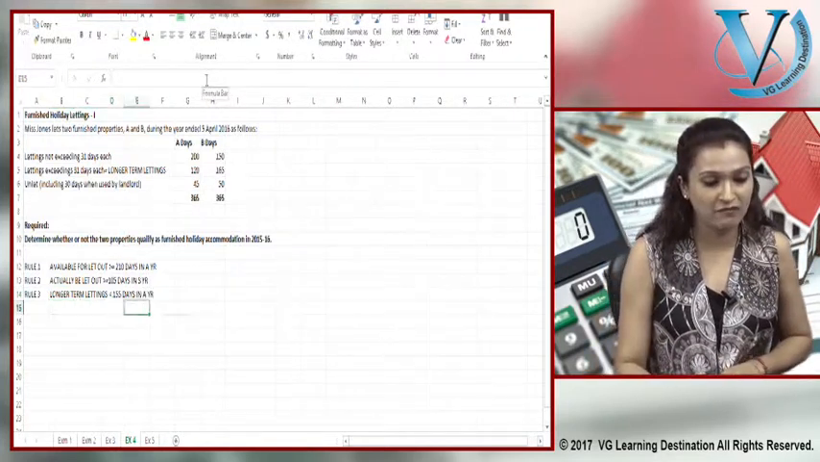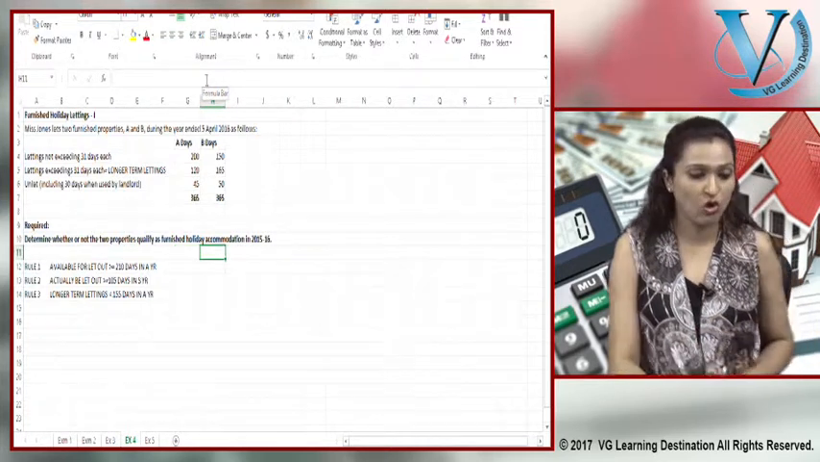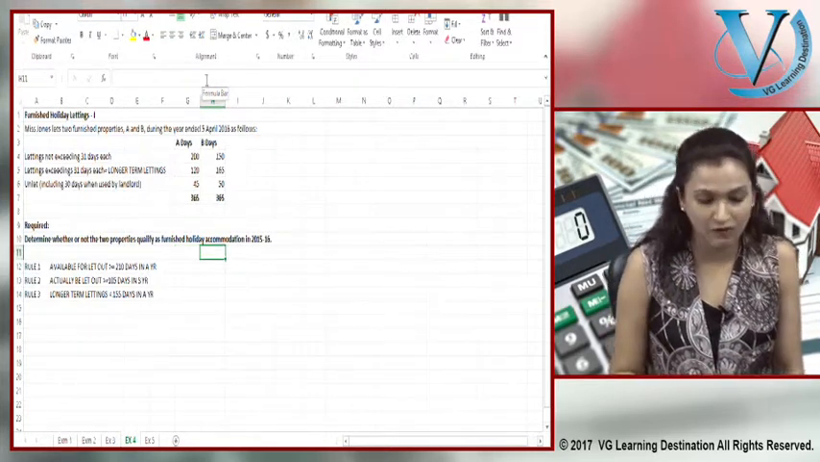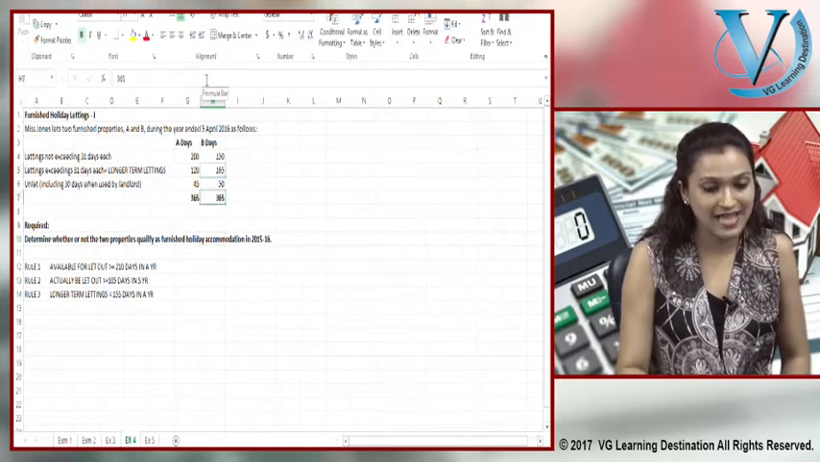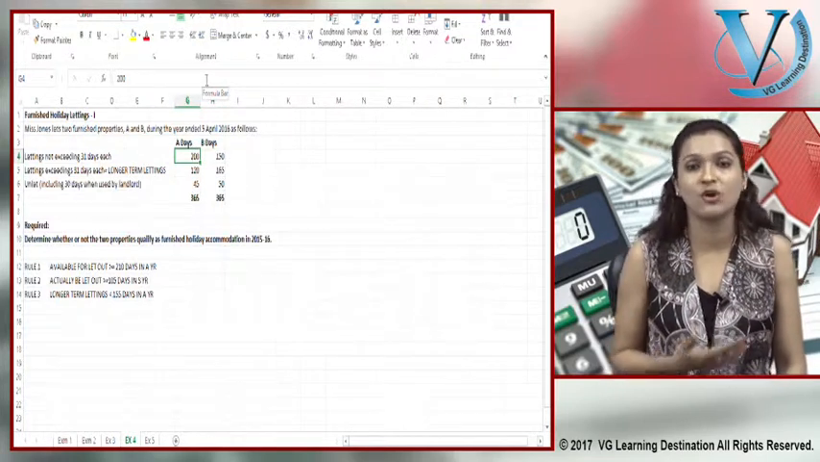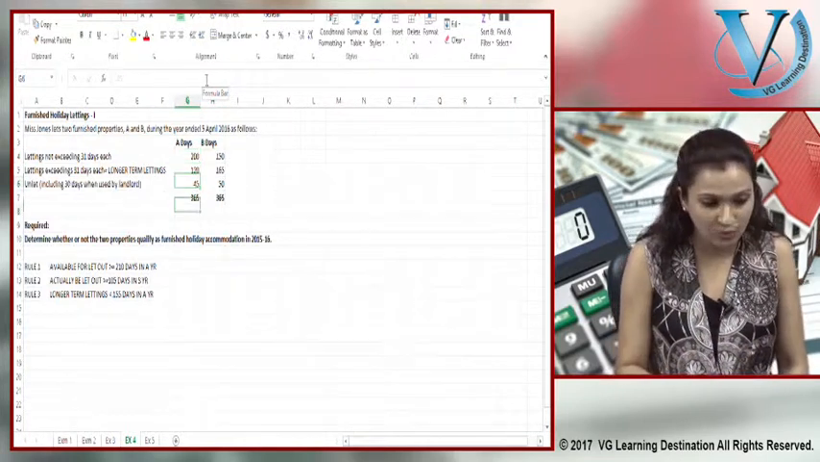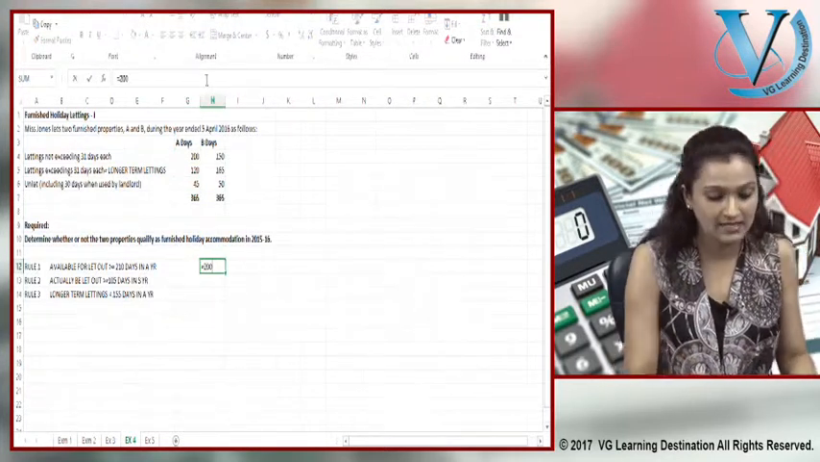Let's find out if property A satisfies these 3 conditions or not. Now it is available for let out at least 121 days. When the property was actually let out 200 days, it was let out in the first place because it was available to be let out. So definitely it was available for 210 days.